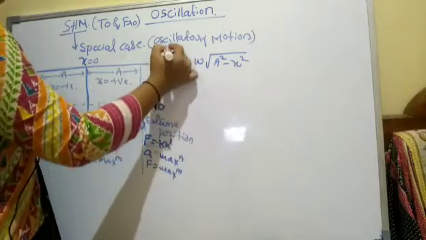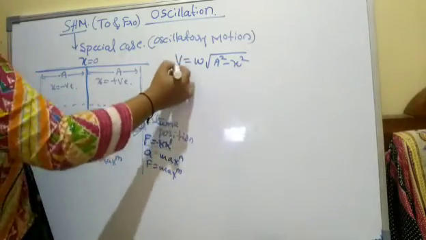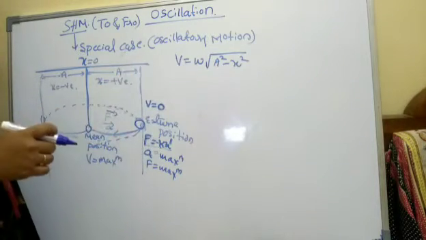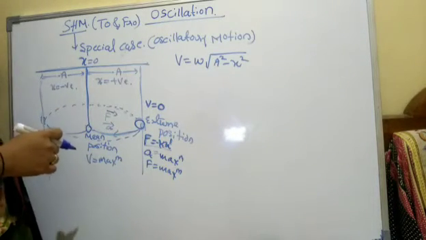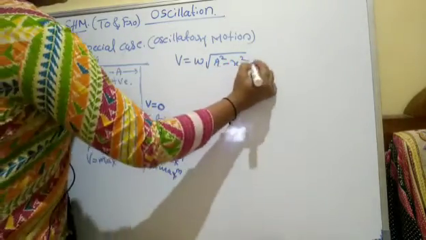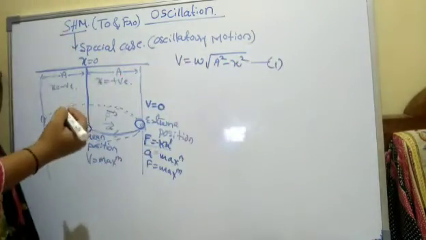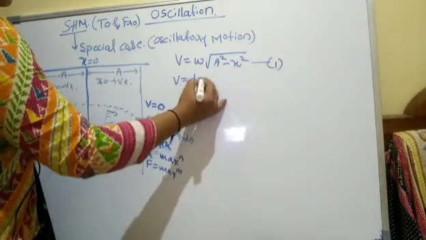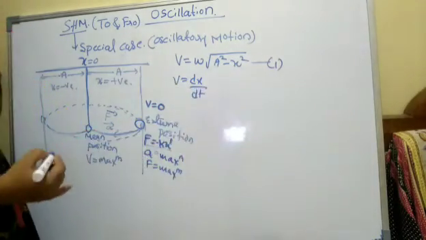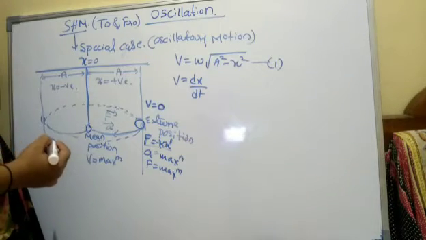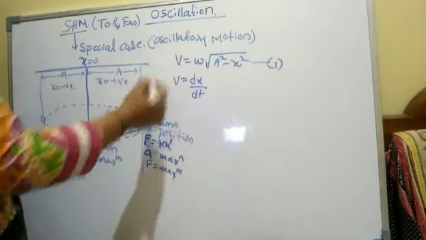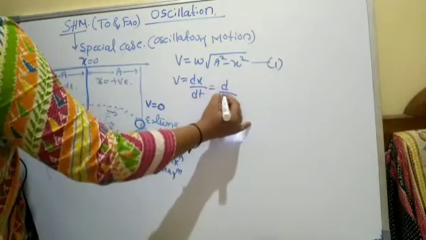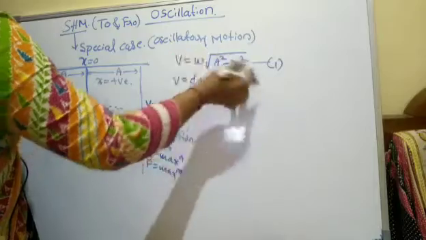So the velocity of a particle is v equal to omega root of a square minus x square. Let us call this equation 1. We know v is equal to dx by dt. So in place of v I will write dx by dt. That means you have to do differentiation on both sides here.